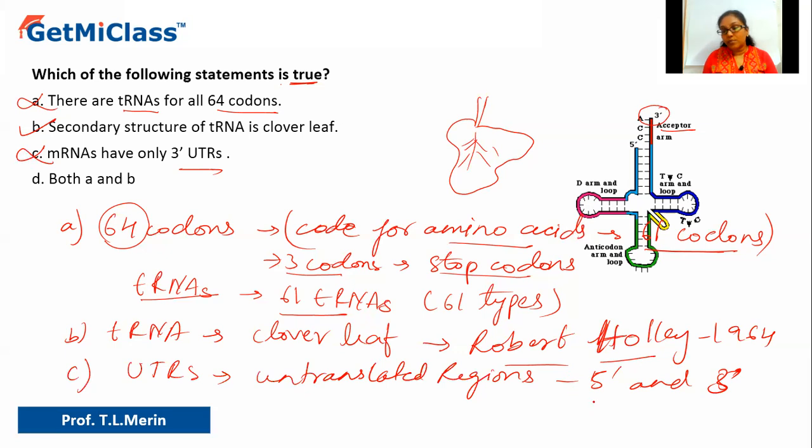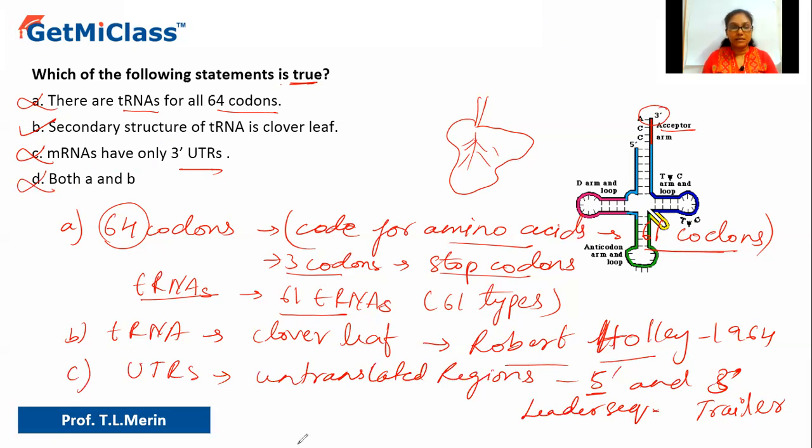One more important point, the 5' UTR is called the leader sequence, whereas the 3' UTR is called the trailer sequence, which helps in the termination. Of course, there is a stop codon, but still this trailer sequence will make sure that termination is done properly. Hence option C, which says mRNAs have only 3' UTRs, is totally incorrect. Option D says both A and B, which is again incorrect because only B is correct.